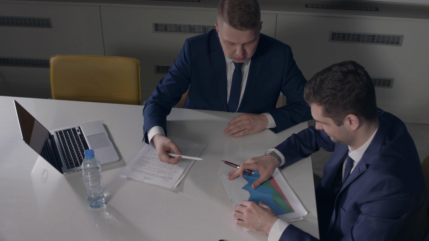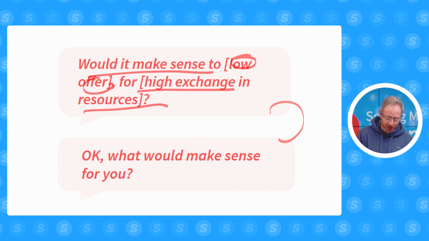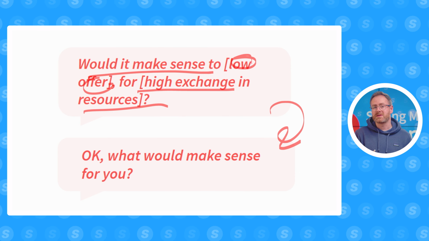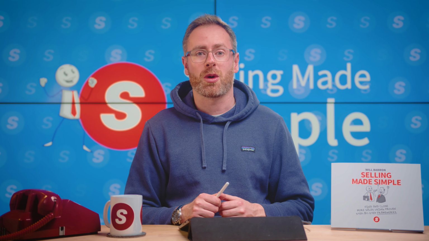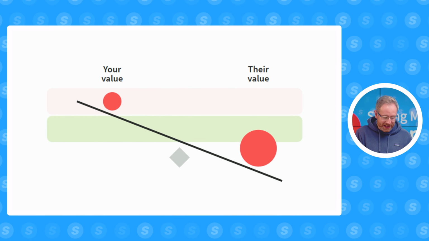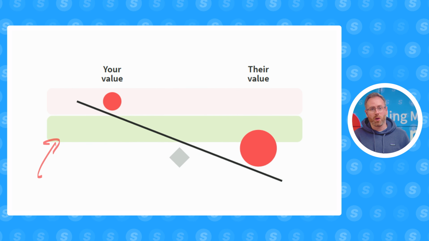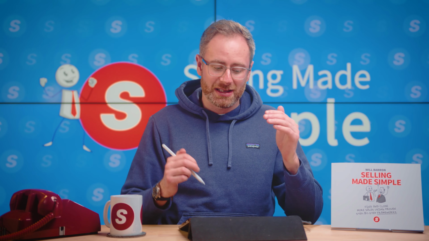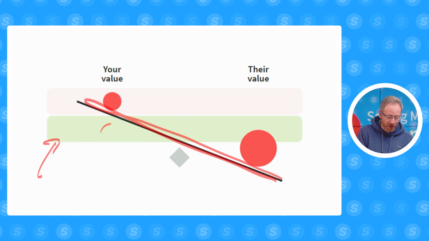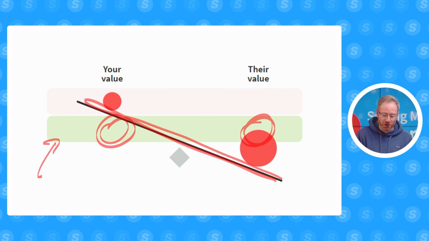So once we get the no from the buyer, we now ask the question, okay, what would make sense for you? And now we're getting a better idea, a better picture of what's going to pull them into what we call the deal zone. And this is the deal zone here, this green area. What we're trying to do is get this teeter-totter, this balancing board to balance up so that our value is within the deal zone and their value is as well.